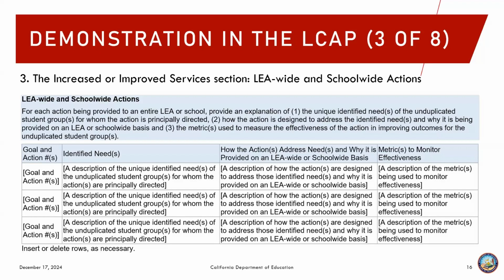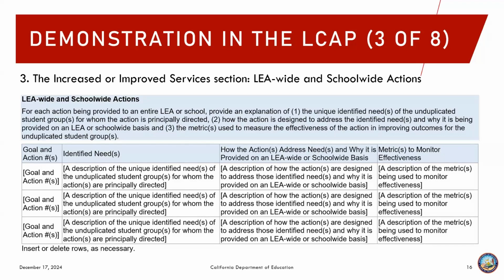Within the LEA-wide and school-wide actions, the LEA is reflecting upon the identified need of those low-income, English learner, and foster youth students, then describing how the action addresses the need. And then, since it's being provided on an LEA-wide or school-wide basis, how is this principally directed towards the unduplicated student groups, and how is it being effective in? The effective in piece is really captured in that third column, where there are the metrics to monitor effectiveness.